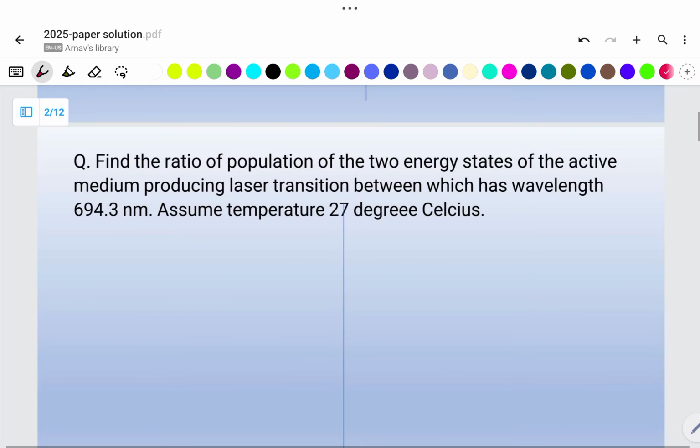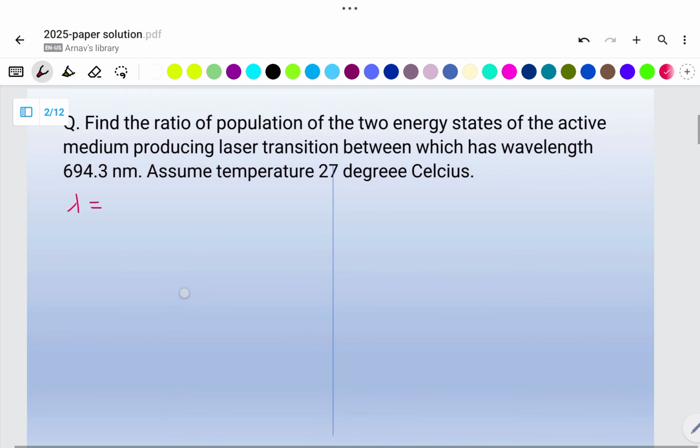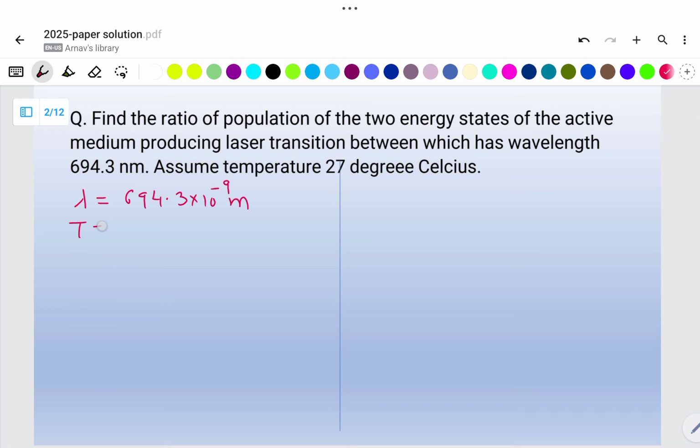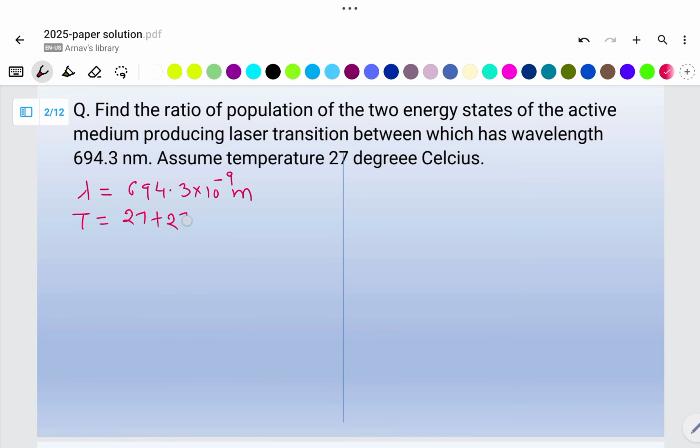Let's go very fast to the next question. We need to find the ratio of population. We are given the temperature and the wavelength. The wavelength we can write as 694.3 into 10 to the minus 9 meter. And the temperature we convert to Kelvin: 227 plus 273, which becomes 300 Kelvin.